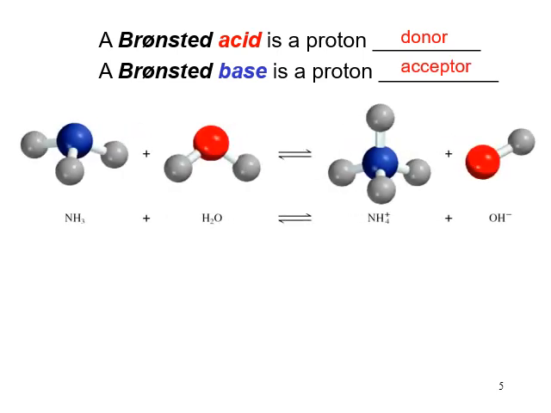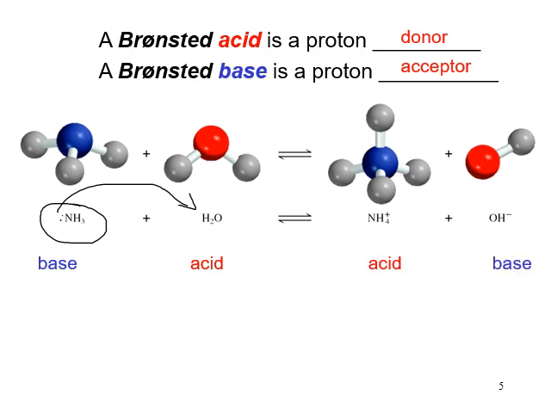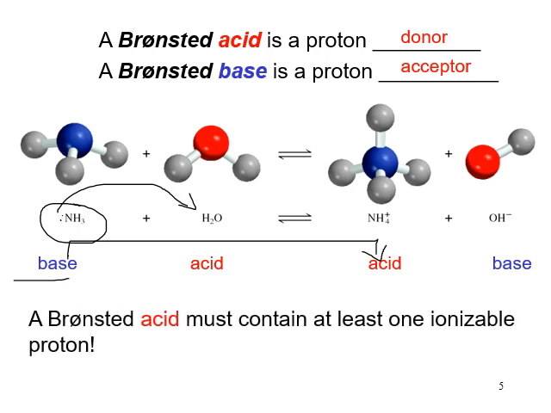So when we look at those previous equations, we kind of see some overlap. This is a Bronsted base because it accepts a hydrogen from water, and water is acting as the Bronsted acid. So there's your base and acid, and these are called conjugate acid-base pairs. In the forward direction, ammonia is the base, but in the reverse direction, ammonium is the acid. A Bronsted acid must contain at least one ionizable proton, and this proton means a hydrogen.